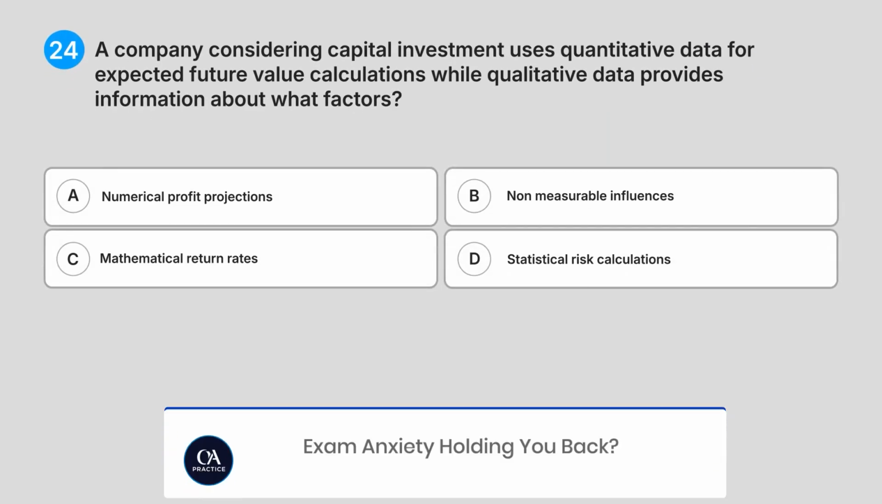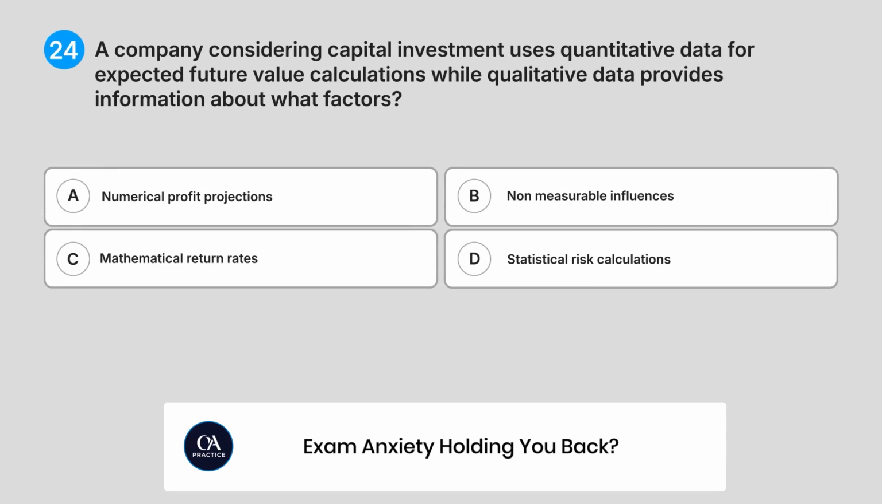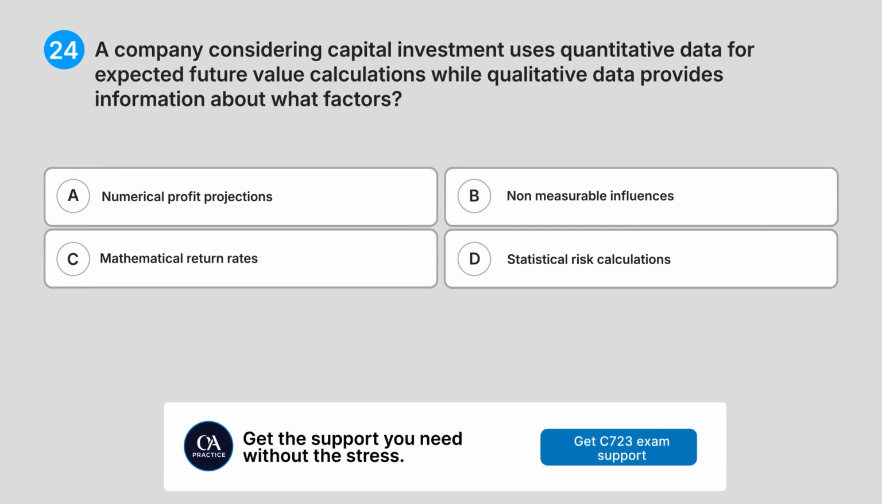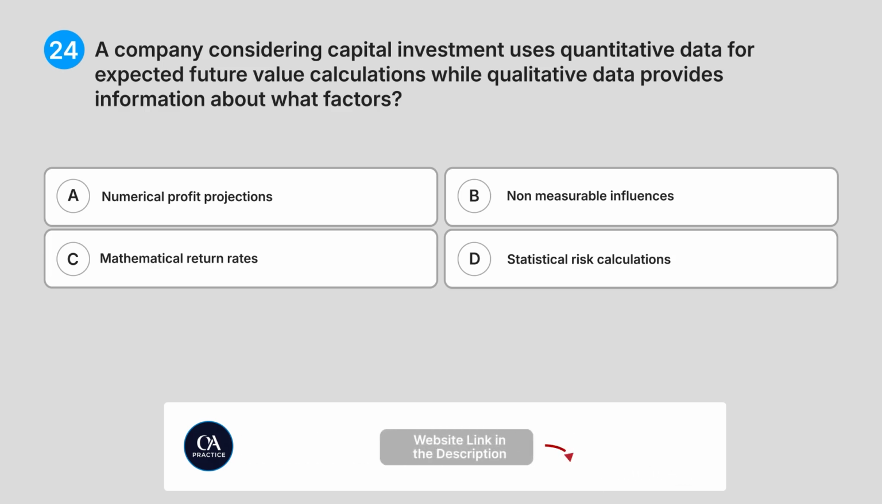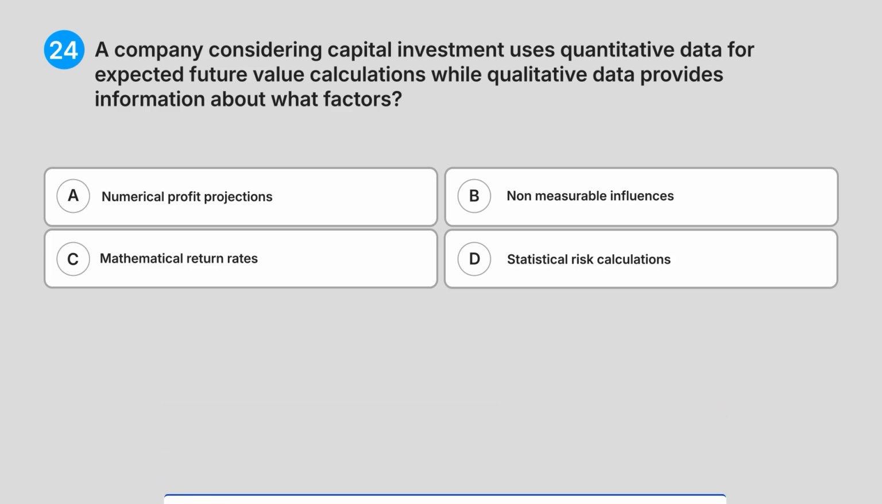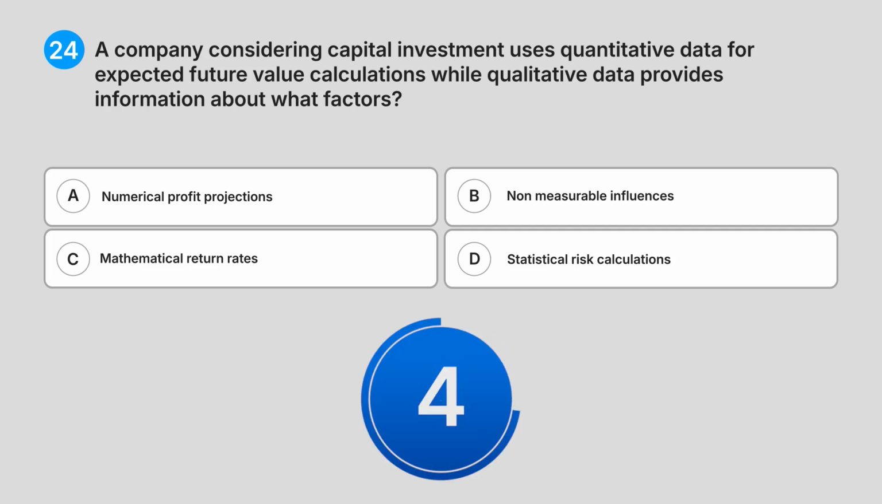24. A company considering capital investment uses quantitative data for expected future value calculations, while qualitative data provides information about what factors? A. Numerical profit projections. B. Non-measurable influences. C. Mathematical return rates. D. Statistical risk calculations. Do you know the answer?